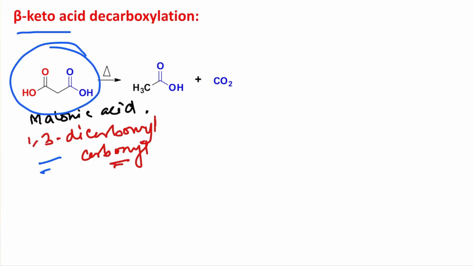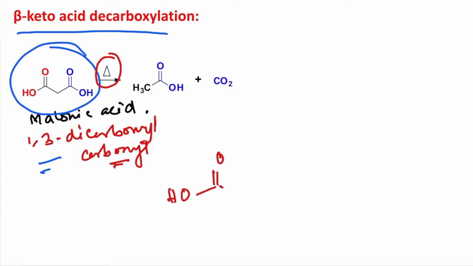So this beta keto acid undergoes decarboxylation, but students, there is a myth that beta keto acids are prone to decarboxylation, not under every condition. You remember that for decarboxylation heat is necessary, otherwise if you keep this malonic acid without heating, it will remain in that form. So what happens upon heating? In this reaction a cyclic transition state is formed.